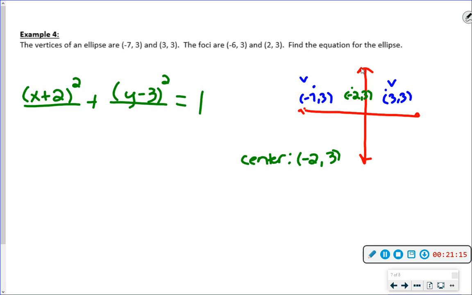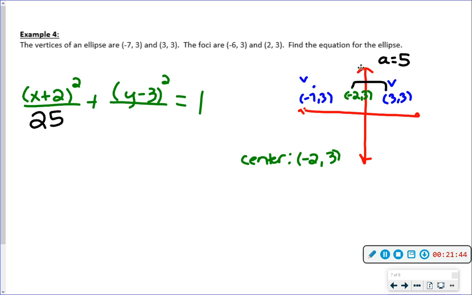A is the distance from a center to the vertex, one of the vertices, one of them. So if I count from, let's say, here to the right, how many units do you move? 5. From -2 to 3, we went 5. I know you know what 5 squared is. Am I putting 25 under x or y? X. We're left and right. It's horizontal. Okay? Let's see what else we can put on here.